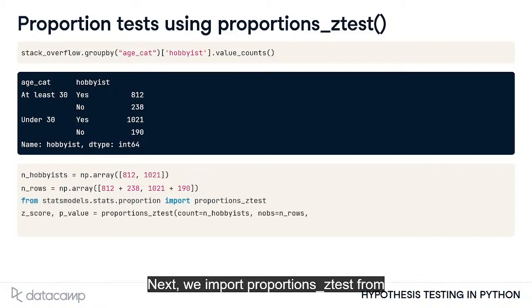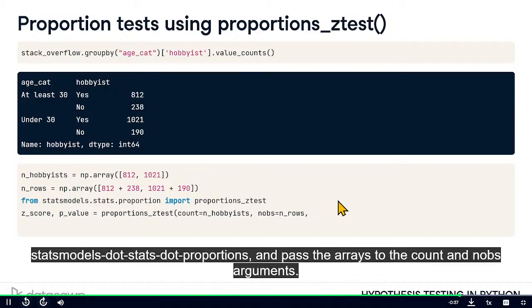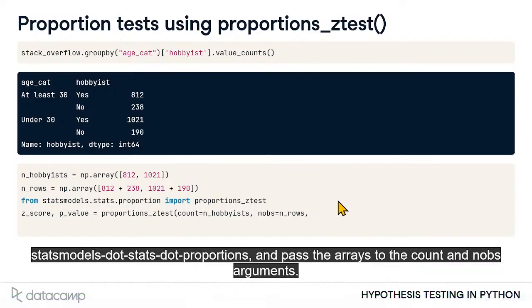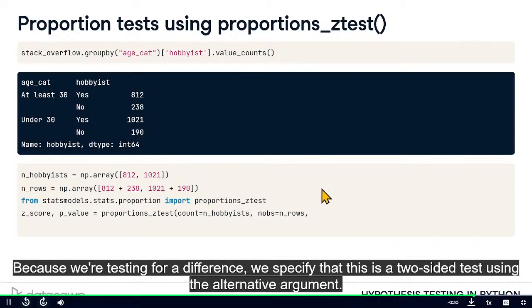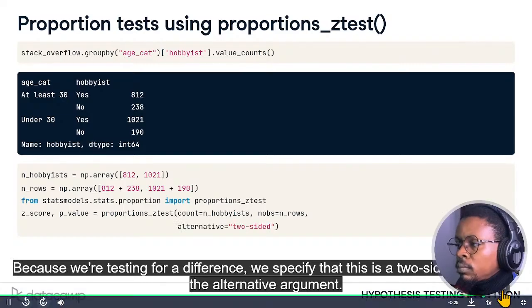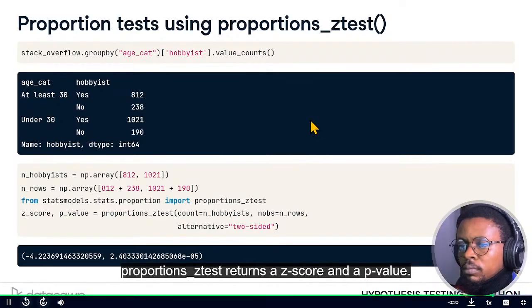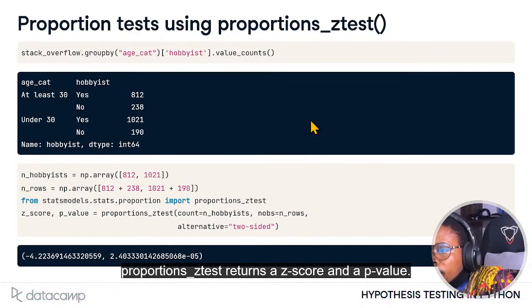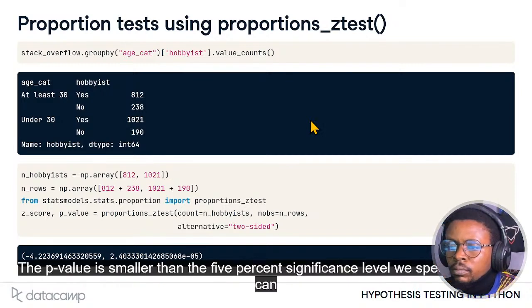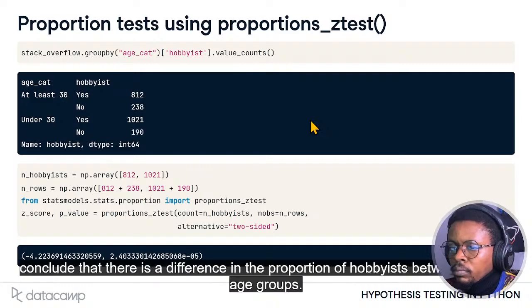Next, we import proportions_ztest from statsmodels.stats.proportion and pass the arrays to the count and nobs arguments. Because we're testing for a difference, we specify that this is a two-sided test, using the alternative argument. proportions_ztest returns a z-score and a p-value. The p-value is smaller than the 5% significance level we specified, so we can conclude that there is a difference in the proportion of hobbyists between the two age groups.